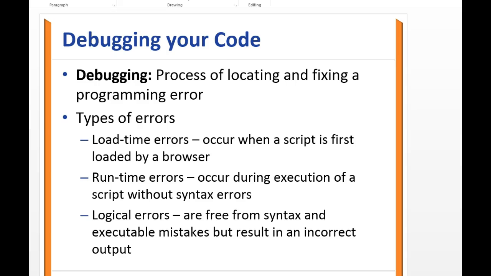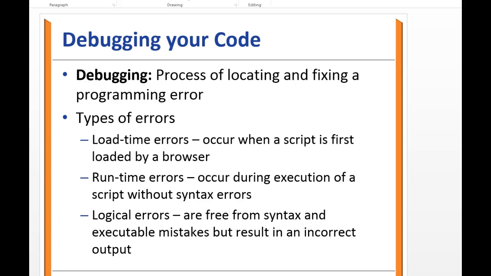A runtime error occurs after a script has been loaded successfully with no syntax error and is being executed by the browser. So in a runtime error, the mistake occurs when the browser cannot complete a line of code. For instance, if a command includes a mathematical expression, for example dividing by zero, which is not allowed, the program will fail with a runtime error even though we have the proper syntax. So this is the difference between the runtime error and load time error.